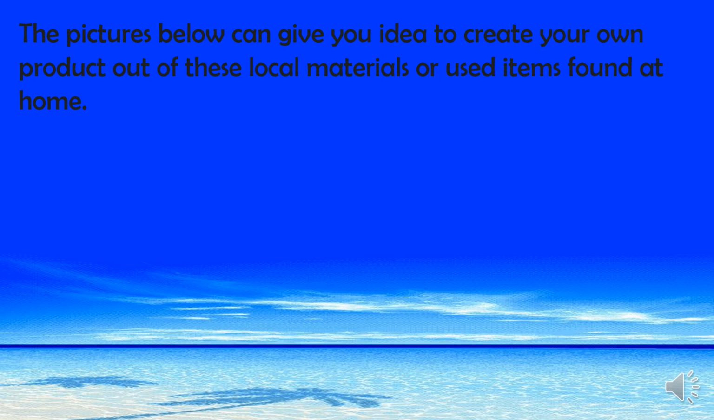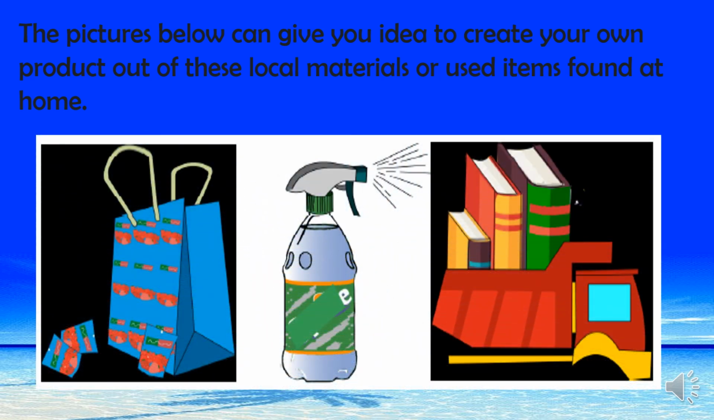The pictures below can give you an idea to create your own product out of these local materials or used items found at home. Like, for example, the Tetra Pak of fruit juices that can be used as a bag. Then we have a bottle of soft drinks that can be used as a spray bottle. And then we have also the last picture, which is the toys that can be used as bookshelf.